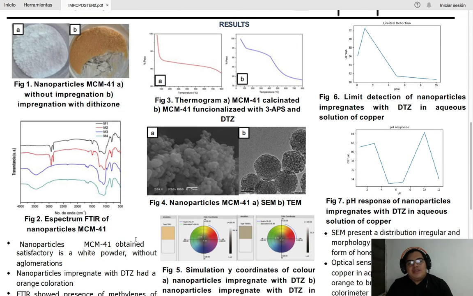In the thermograms of the material without calcination, the mass loss is about 10%. In difference, for MSM41 functionalized with TGA and impregnated with dithizone, the mass loss is about 40%.